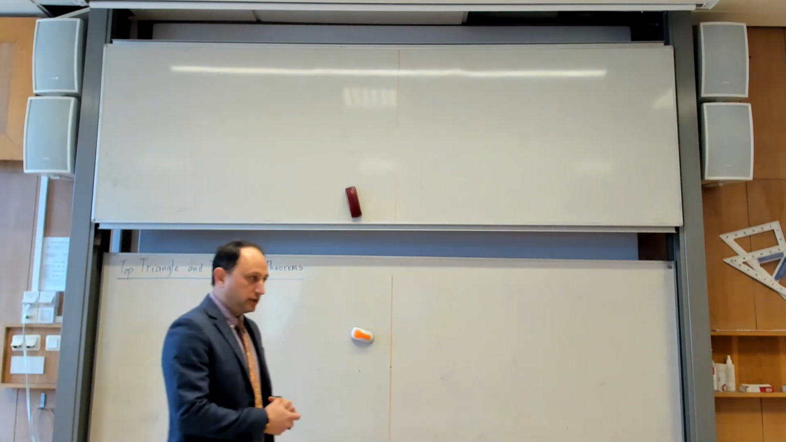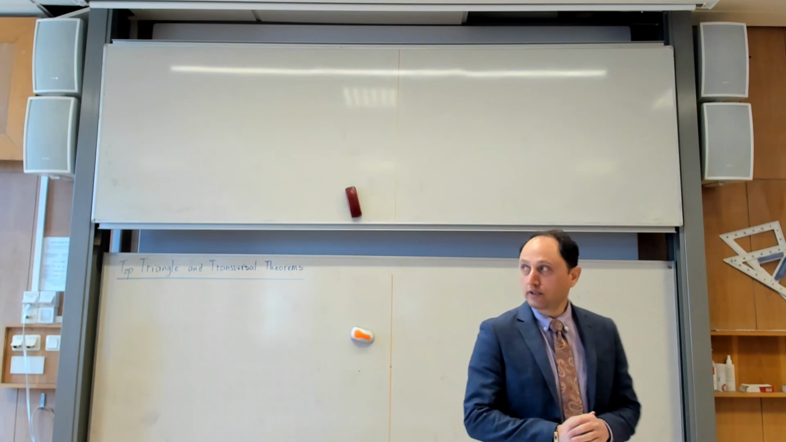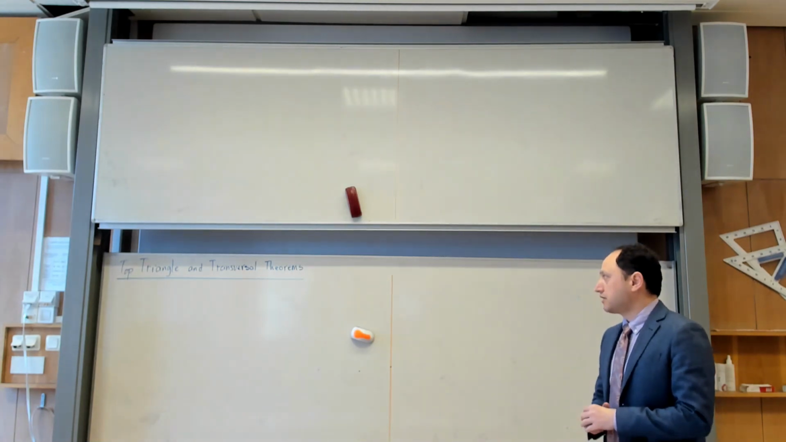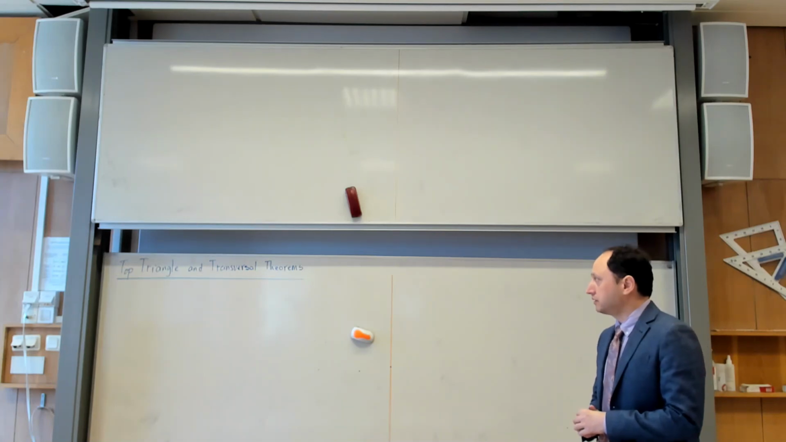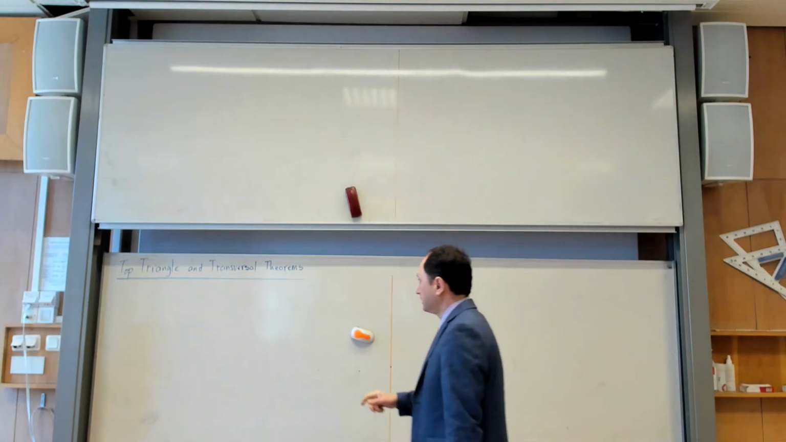Okay, good morning. So let us continue the lesson. There are two theorems. One of them is called the top triangle theorem and the other one is called the transversal theorem.